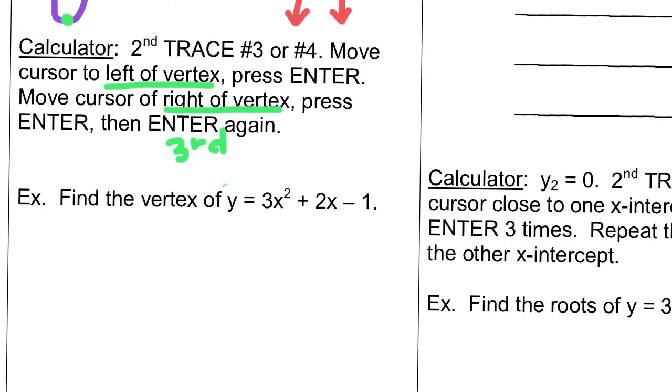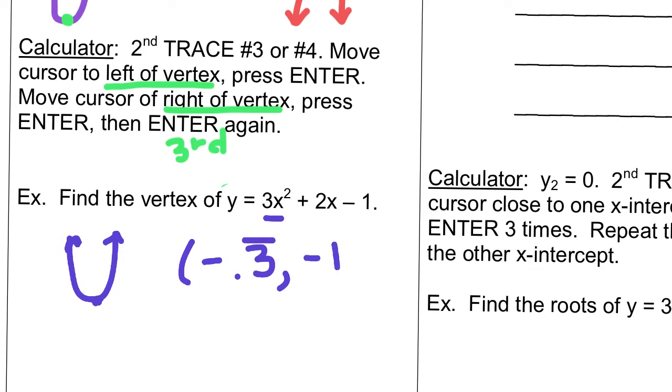So looking at the formula, you can tell that this is going to open up. So that means our vertex will be a minimum point. After using your calculator, you should have found that the vertex is located at -3 repeating and -1.3 repeating.